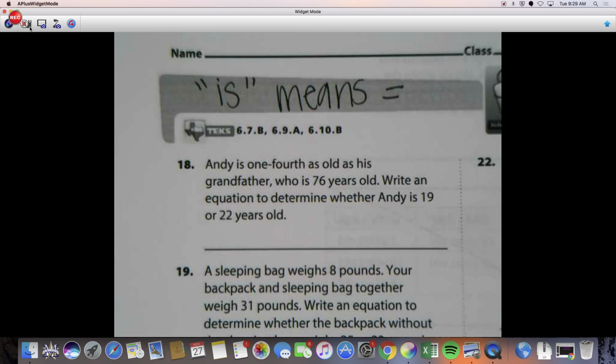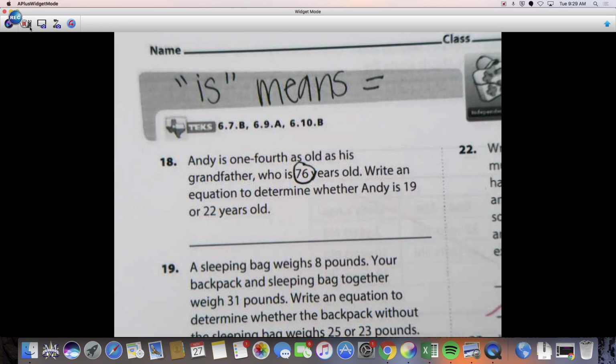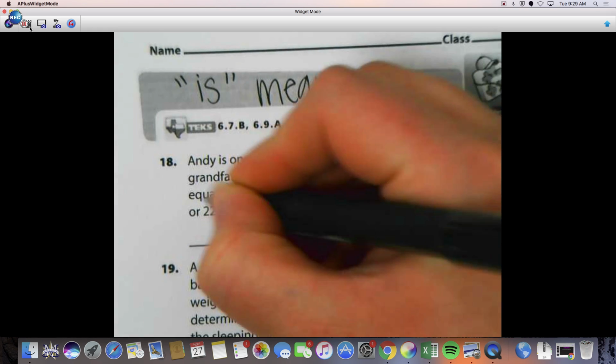First problem. It says Andy is 1/4 as old as his grandfather, who is 76 years old. Write an equation to determine whether Andy is 19 or 22 years old. So the first thing I want you to do with every problem is circle all of your numbers, okay? So we're going to circle 76, we're going to circle 19, and we're going to circle 22.